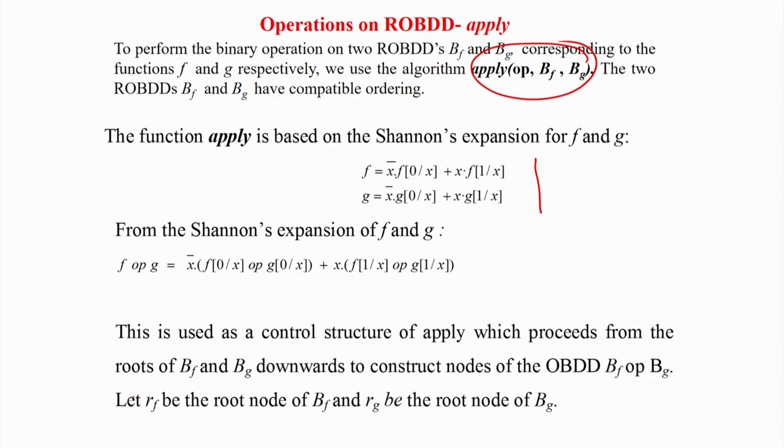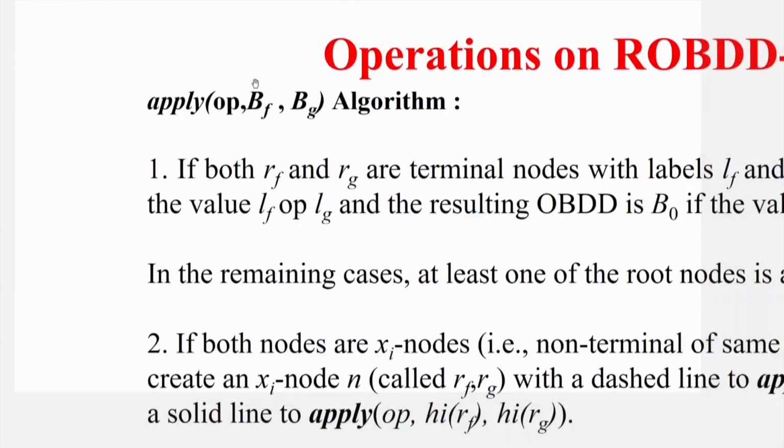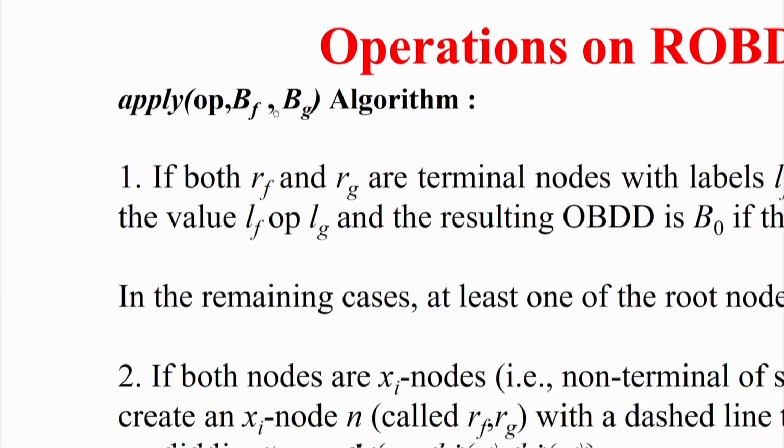So we are assuming that RF is the root node of BF and RG is the root node of BG. So we will start with the root nodes. Now I will just give you the gist of the algorithm, then we will take an example which will make it more clear. The algorithm is on the screen, please read it, because more understanding will come when you go through the example, but I will give you the gist. So we will go stepwise. It says apply BF BG, so this is the algorithm.